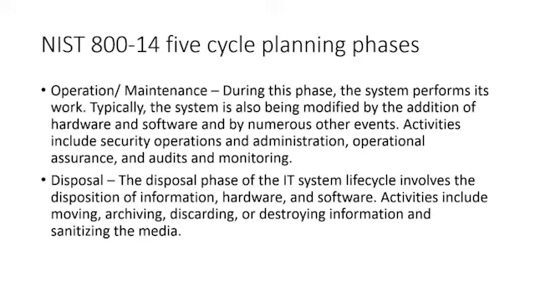Then they talk about operation and maintenance, just like we talked about just a minute ago. Here, the system performs its work, so it's doing what it's supposed to do, the operation part. Now, it could be getting modified by the addition of hardware, software, numerous other things that could happen, like any dependencies that it may have. So we're going to be doing security operations and administration, operational assurance. Is it operating the way it's supposed to? We'll be doing audits and monitoring to make sure we're having eyes on the system.